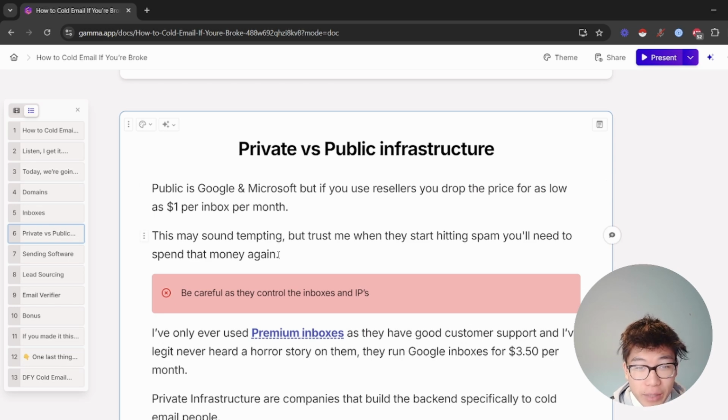Again, this may sound tempting, but trust me, when you start hitting spam, you'll need to spend that money again, and it'll make you really sad because you'll be like, why did this mess up? The reason is they control the inboxes and the IPs. That doesn't sound like a big deal, but a lot of these people that are buying your inboxes will go to a different country, not physically, but set a VPN or something, change it, and they can buy inboxes for cheaper.